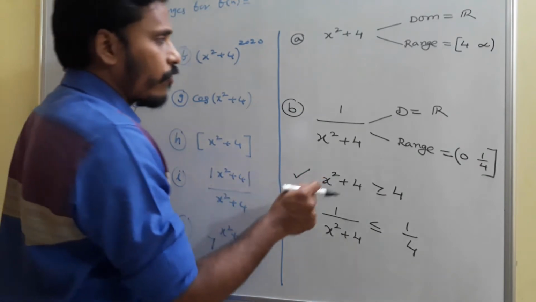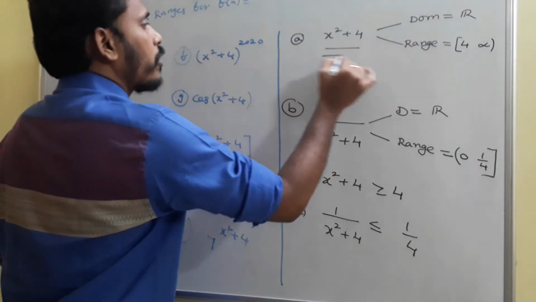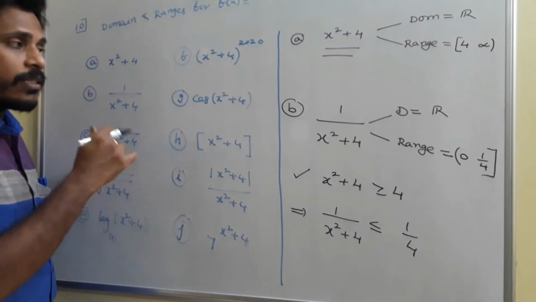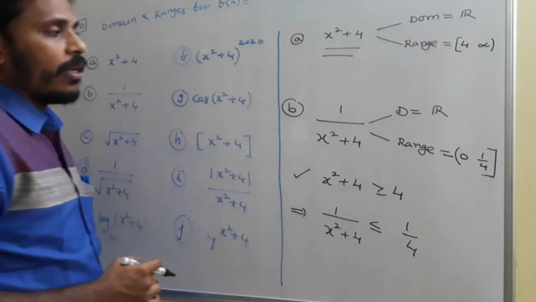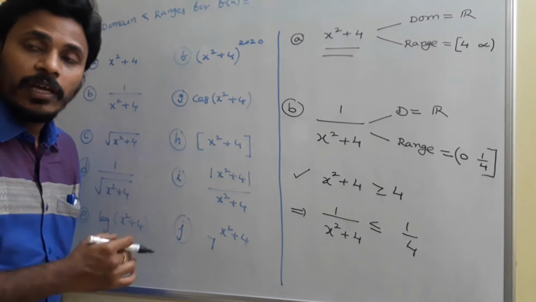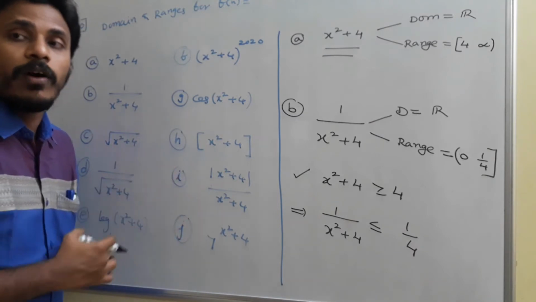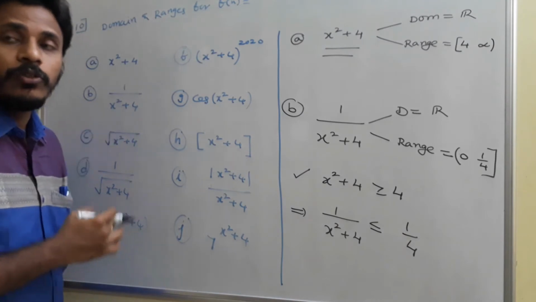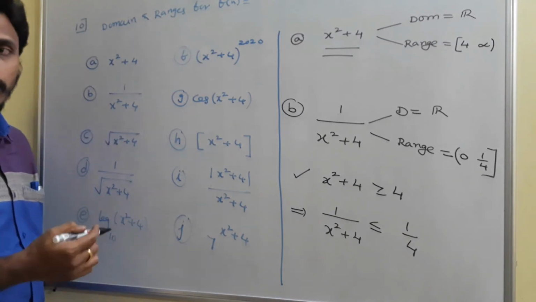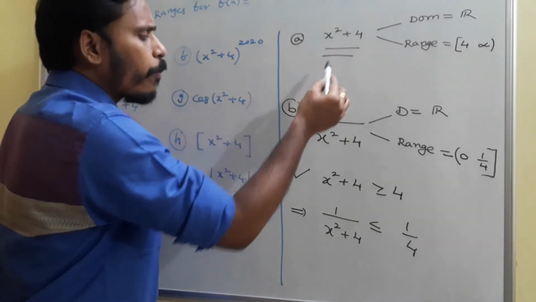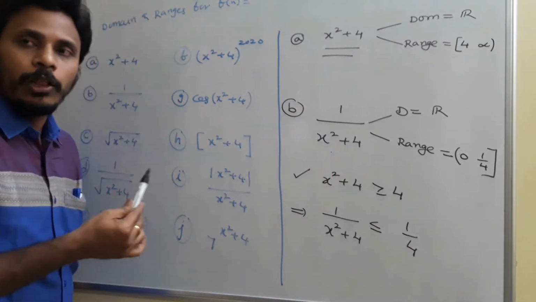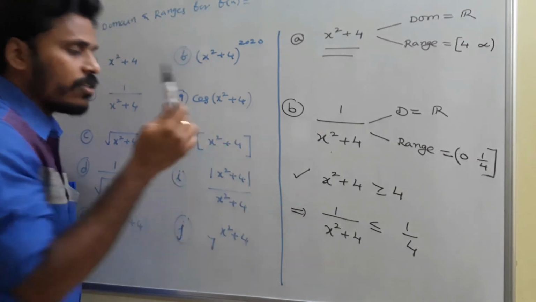A little bit of concentration. For the first function, the domain is all the real numbers and the range is from 4 to infinity. For the second function, the domain is all the reals, whereas the range is less than or equal to 1 by 4, just the reciprocal of that 4. And since it is positive, 0 to 1 by 4 is your answer. You will face many problems like this in your practice sheets, and you can answer all those practice sheets in a similar way.